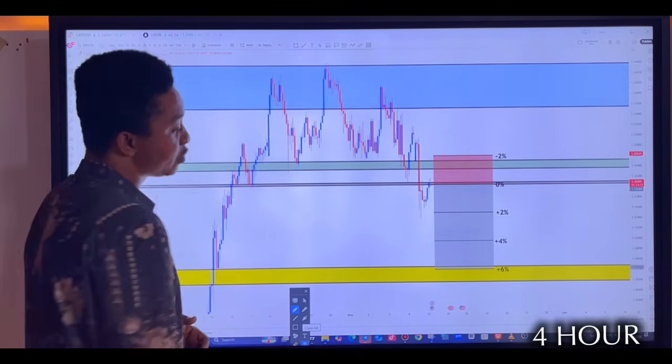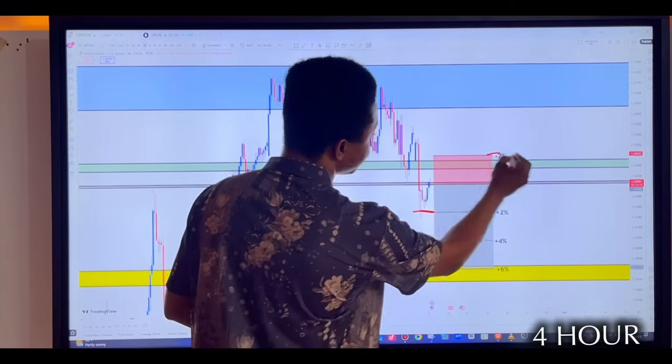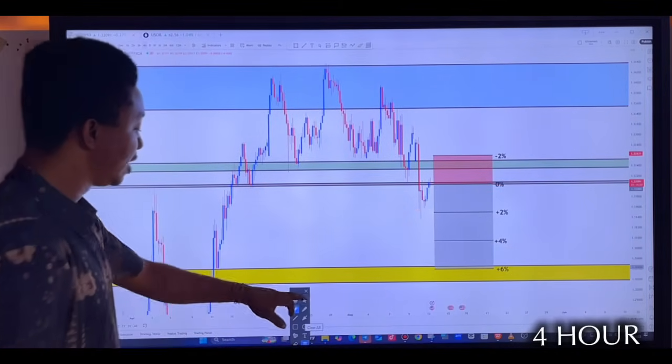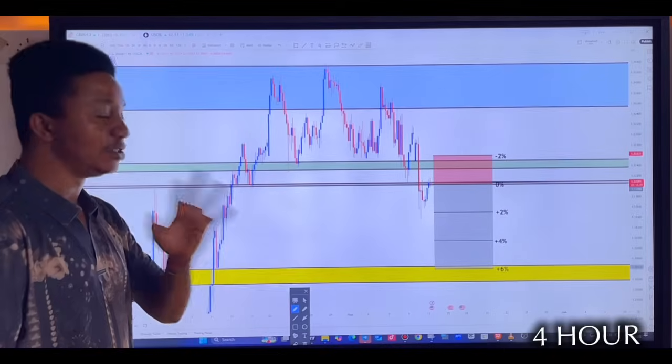So GBP/USD, once we're able to hit 2%, we move stop loss to entry and hold to reach our final target, which is going to be the 6% profit target as well. So that's also for GBP/USD.